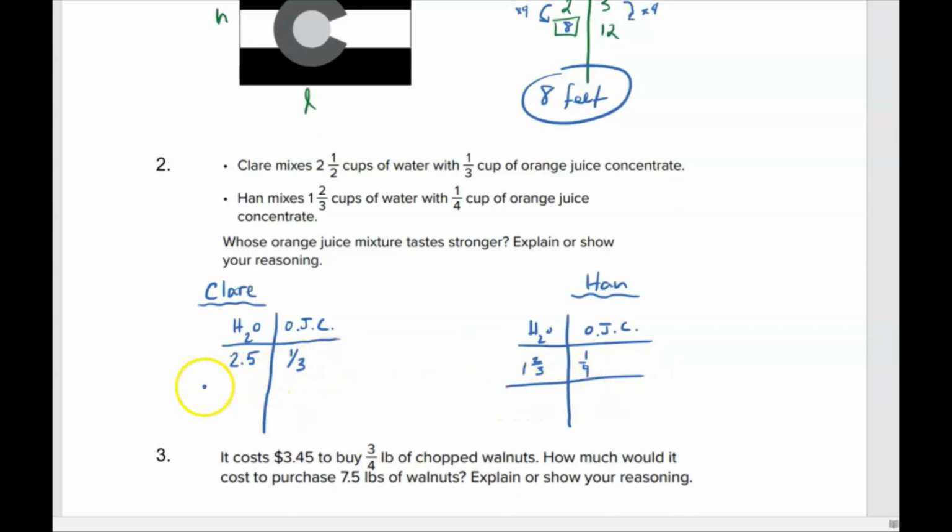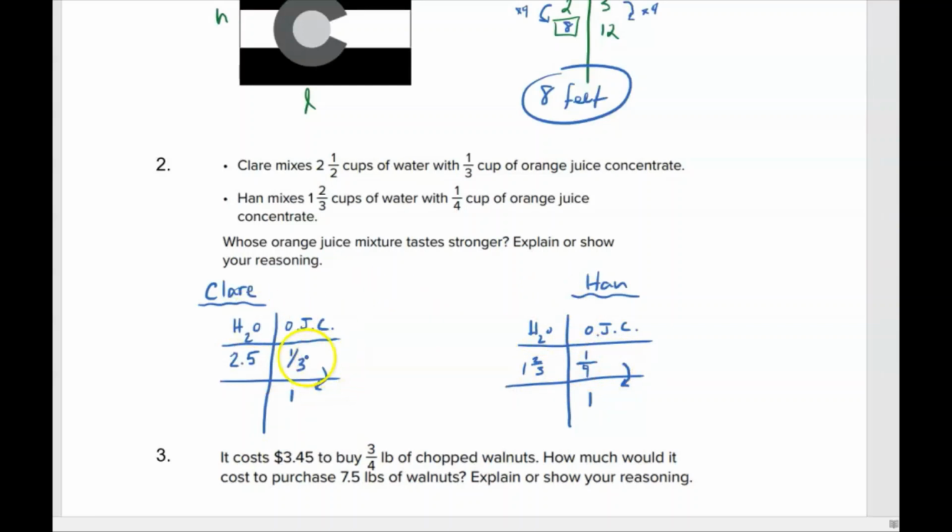And what we need to be able to do is compare these, and right now I have different amounts of water and different amounts of orange juice concentrate. So to me, one of the easiest things to do would be to try and get my orange juice concentrate to 1 cup. It looks like I'm going to be able to do that easily. And then I'll see, if I use 1 cup of orange juice concentrate, how much water do I use for that? And then I'll be able to compare them a little bit easier.